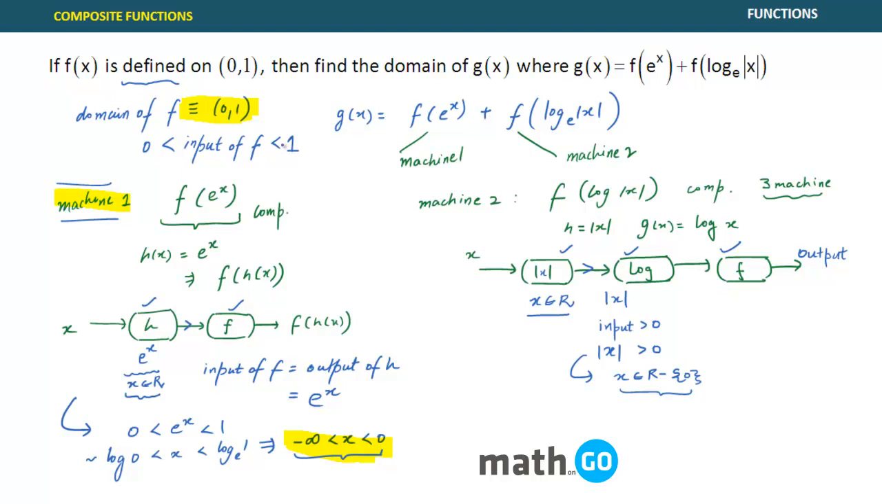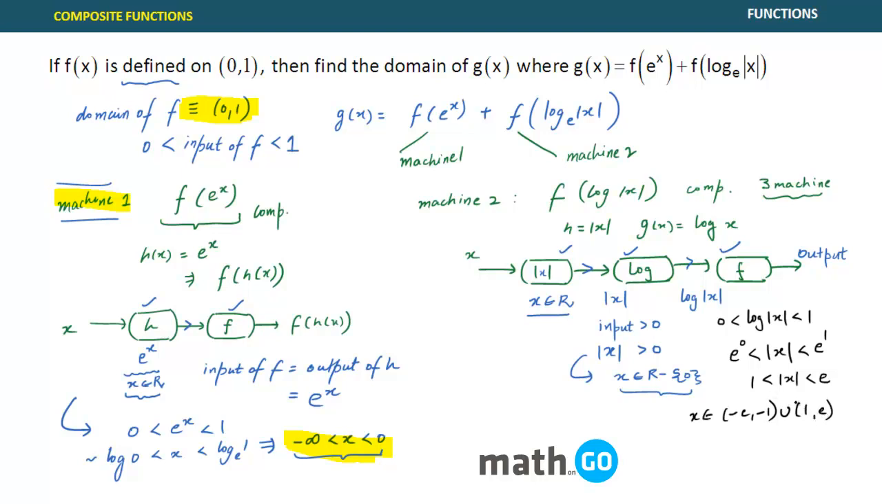Now we are coming to the third machine. For machine 3, we know that input should be between 0 to 1. What is the input here? Now the input here is the output of the previous machine, which is log of mod x. So here you actually want to solve something of the sort. Log of mod x should lie between 0 to 1. Under this particular condition, this third machine will start working. And if you solve this, this becomes e raised to power 0 to e raised to power 1. So that means mod x will work when this is from 1 to e, right? And the answer to this inequality is that x belongs to minus e to minus 1, union 1 to e.